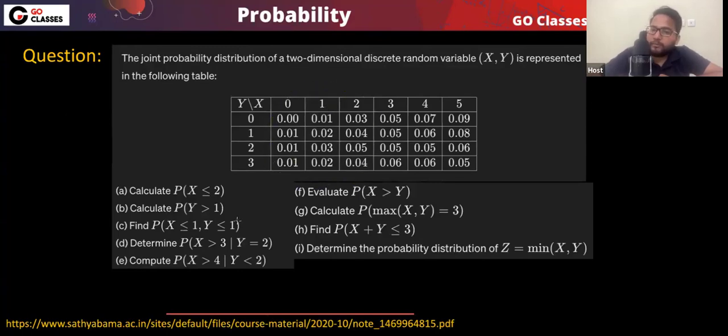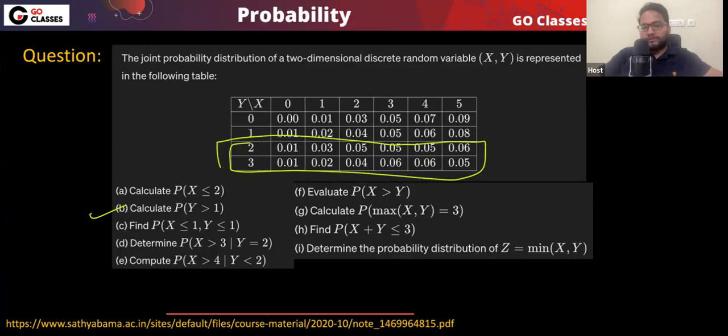Y greater than 1. Y greater than 1 means it could be either 2 or 3. So can you tell me which row or which columns we need to add to calculate this probability? Just tell me the row number or column number. Y is greater than 1, right? So 2 and 3. So you need to add both of these. Yes. So the last two rows, right?